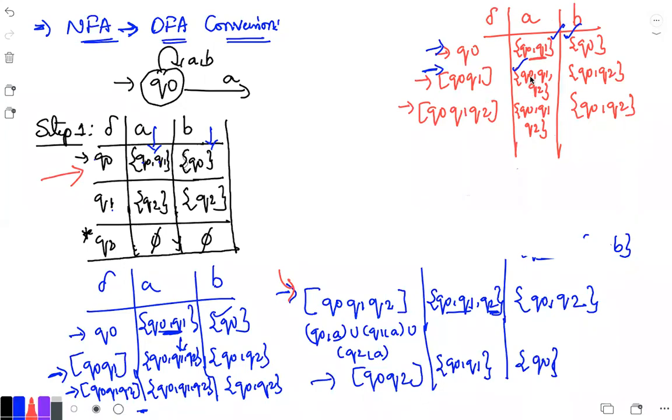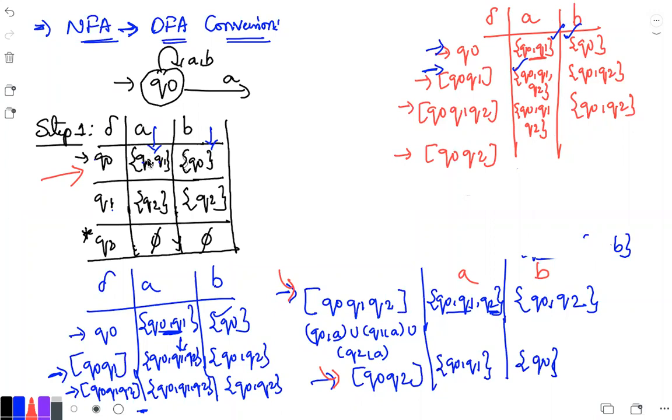See now, Q0, Q1, Q2 is done. I need to merge Q0 and Q2, right? So I'm merging Q0 and Q2. If I merge Q0 and Q2, come here. Q0 and Q2, same on A comma B. So Q0 on A, Q2 on A, Q0 on B, Q2 on B. See the same table. Q0 on A.